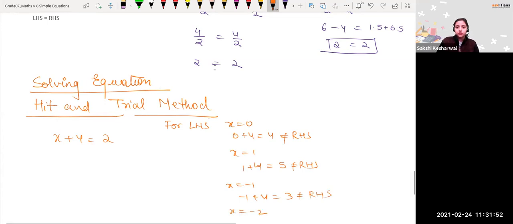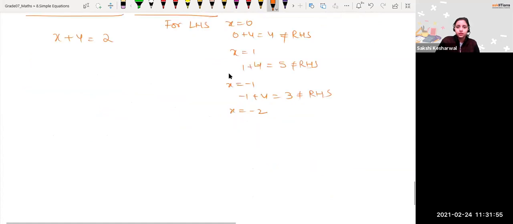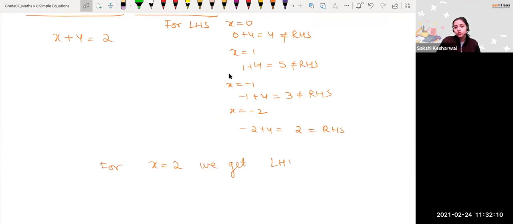this is going to be what? Minus 2 plus 4 is equal to 2, which is equal to RHS. So we say that x is equal to minus 2. For x is equal to minus 2, we get LHS equal to RHS, and this means that x is equal to minus 2 is the solution of the equation, right?